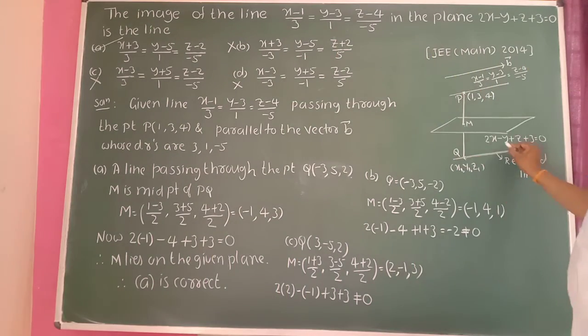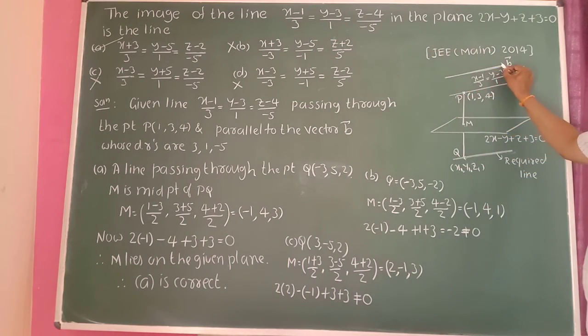This is the line parallel to the same vector V1, whose direction ratios are 3, 1, minus 5. Both lines are parallel to the same vector. Okay, so the first option is correct.